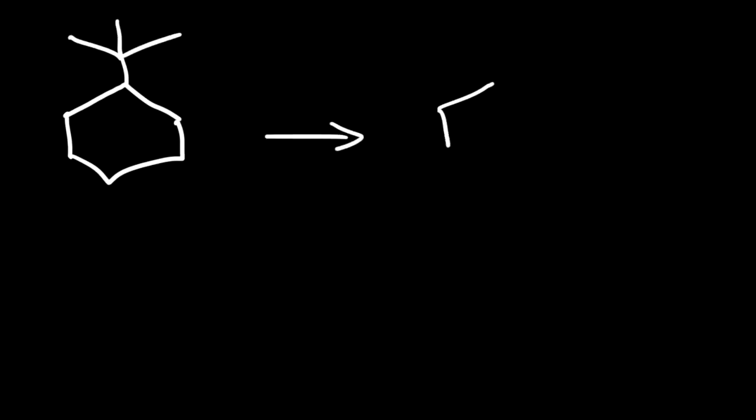Now let's move on to the next situation. So we're going to start with tert-butylbenzene. And the goal is to put a bromine atom on the benzene ring, but in the ortho position. So how can we do this?